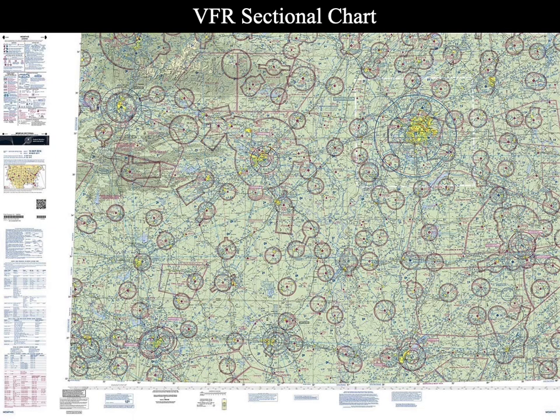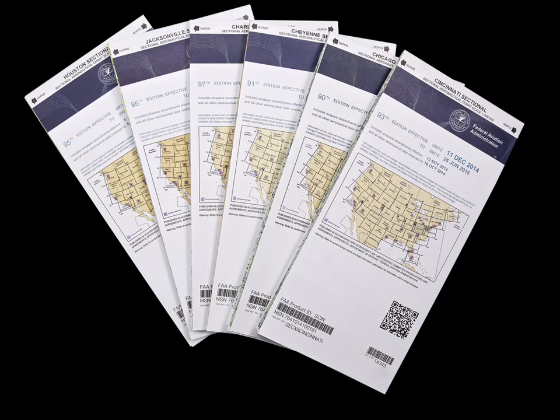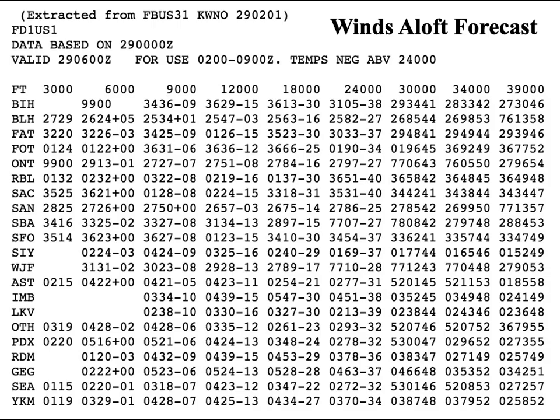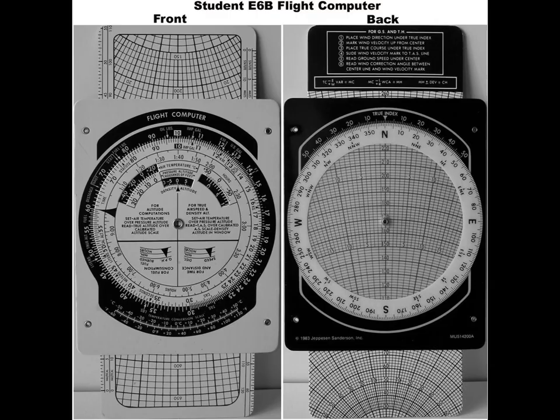The sectional charts show airports and airspace along with various other topographical features. For our flight planning, we'll be using the Los Angeles sectional chart. We'll also need a plotter. Data from the winds and temperatures aloft table can be found on aviationweather.gov. We'll use an E6B flight computer to make our calculations.